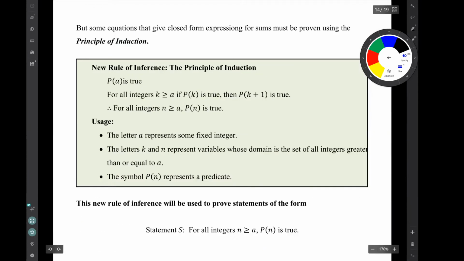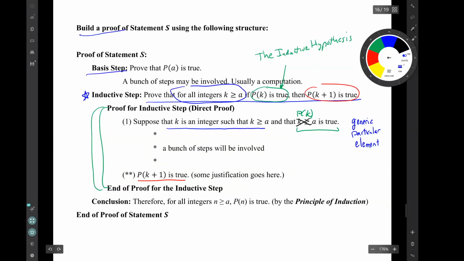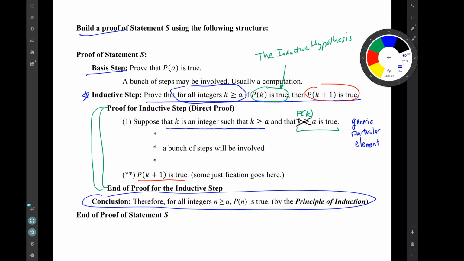The third line of the principle of induction is this thing, the conclusion. Therefore, for all integers n greater than or equal to a, P of n is true. So our proof using that principle will end with that conclusion line. Therefore, for all integers n greater than or equal to a, P(n) is true by the principle of induction.